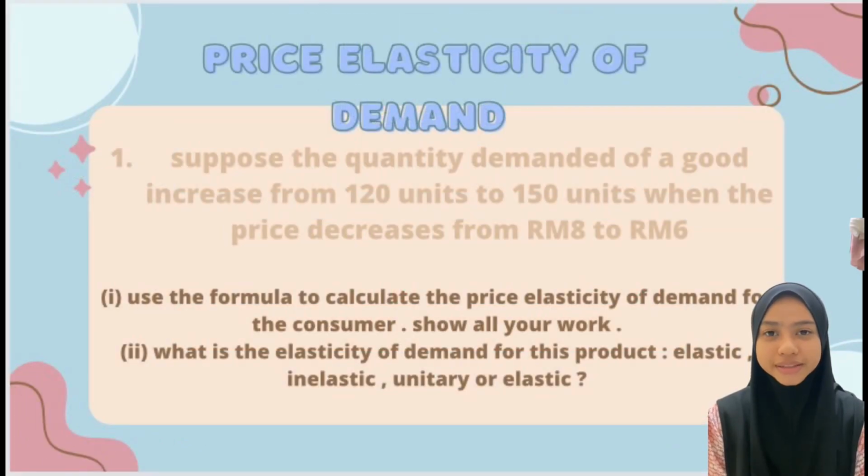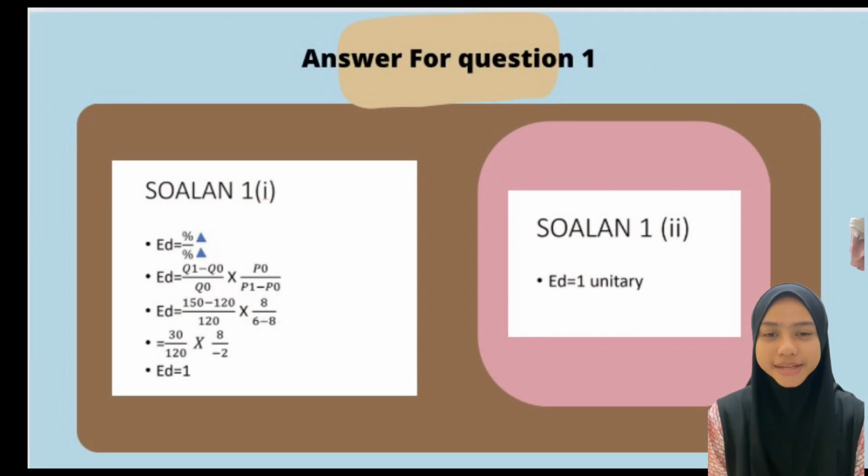For question 1, the formula to calculate price elasticity of demand is the percentage change in quantity demanded of goods divided by the percentage change in price of goods. So, the current quantity minus the original quantity, divided by the original quantity, multiplied by the original price, divided by the current price minus the original price.